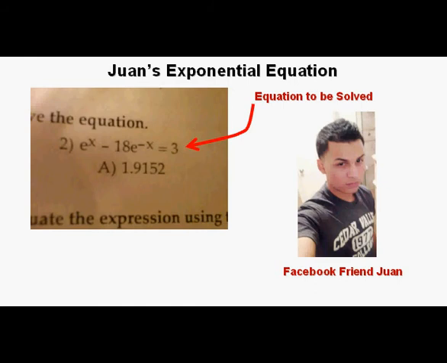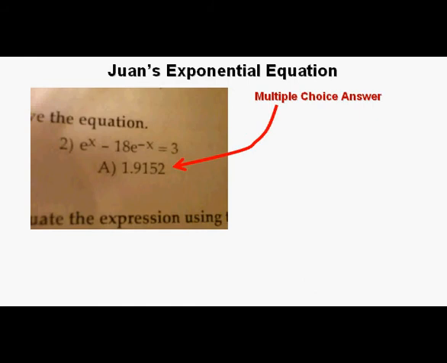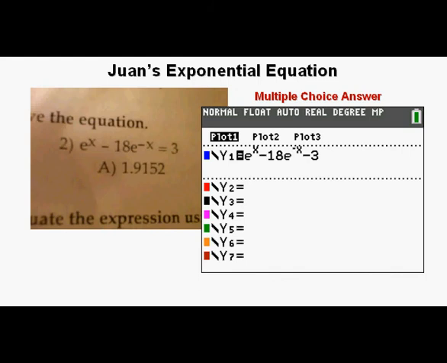I saw the multiple choice answer A below, which is 1.9152, and got a little hopeful that he would be allowed to solve this problem using a calculator, and I asked him about it. Because with the calculator, all you would have to do is enter the equation like this, having solved one side of the equation for 0 by subtracting 3.